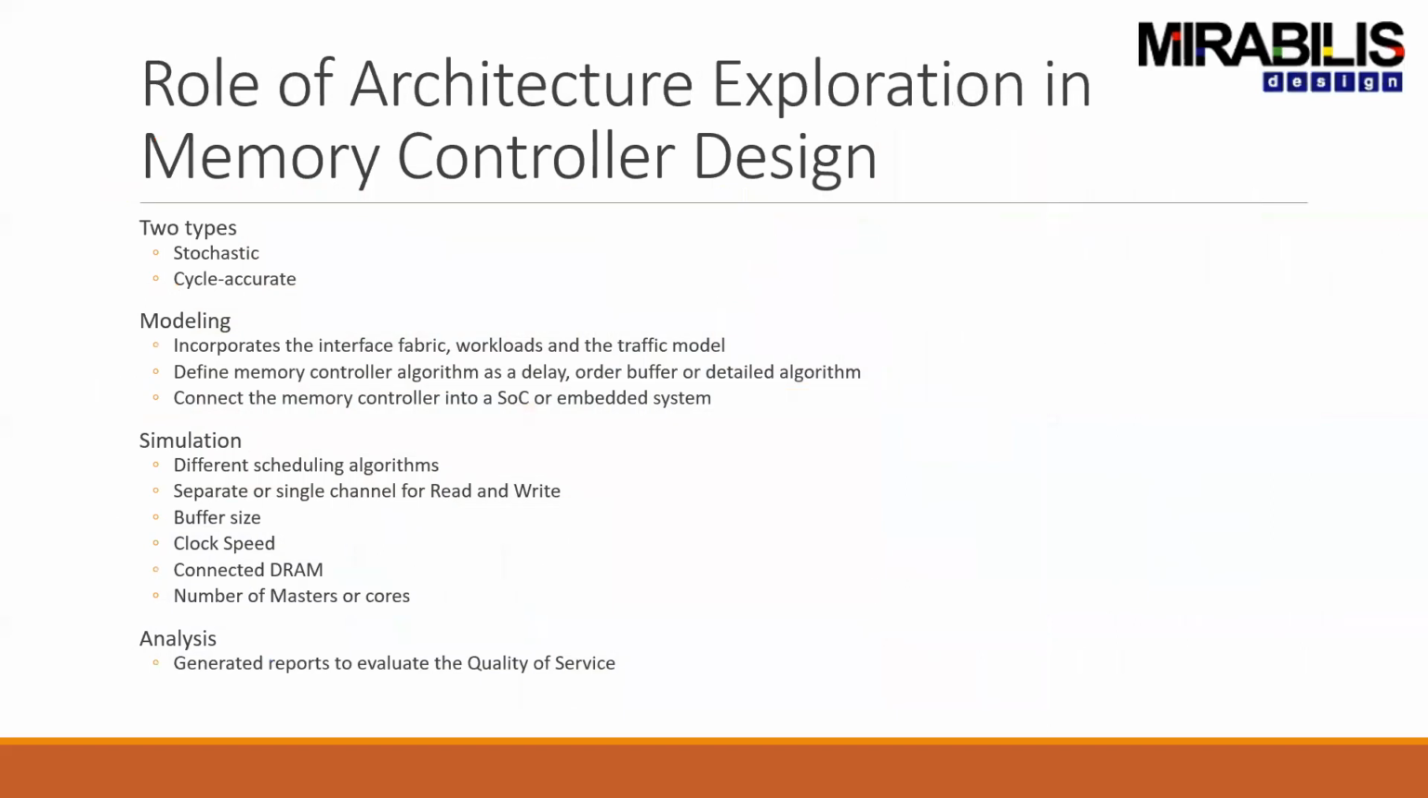Now, let's go back to the memory controller design. Where does the role of architecture exploration fit in? One of the attributes is that depending on the type of design, the available information, and where you are in the design process, you might use one of two different types of architecture exploration. It can be more stochastic or more cycle accurate. And I'll be talking about the difference between them.